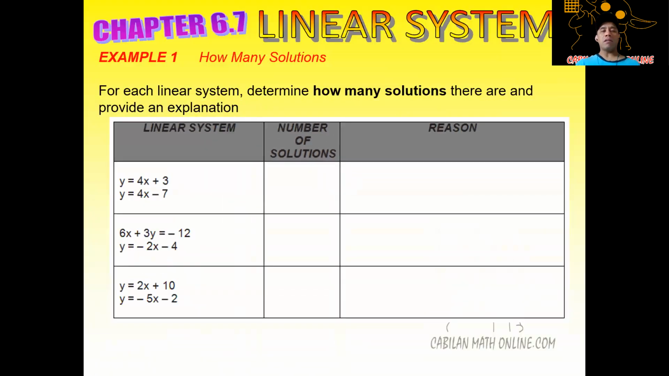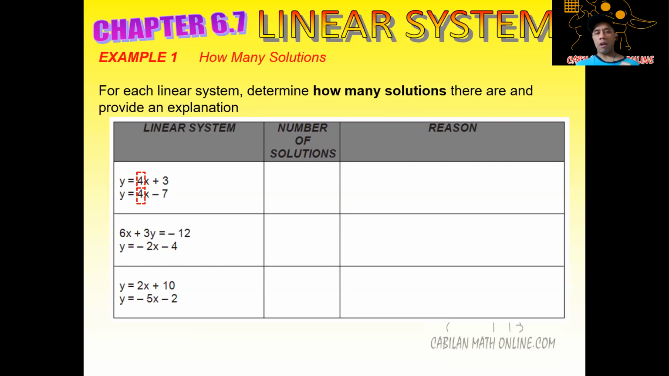All right, so the first thing we want to do here is to take a look at just 3 pairs of equations, and all we want to answer here is to figure out how many solutions they have. Now, what we want to do in each case here is to take a look at the slopes. So if you take a look at the first equation over here, notice that the first equation has a slope of 4, and the second equation here also has a slope of 4.